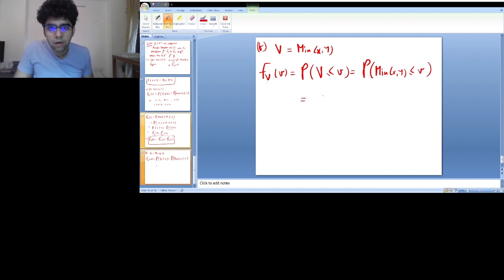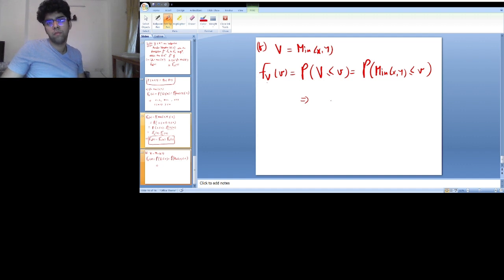This implies that now I cannot straight away write this min X comma Y less than or equal to v as X less than or equal to v and Y less than or equal to v, right? And why so? I'll be showing you.